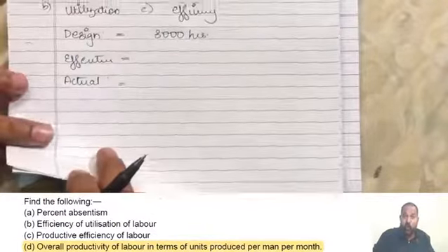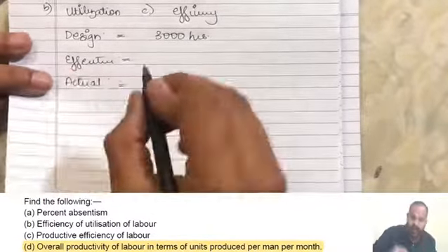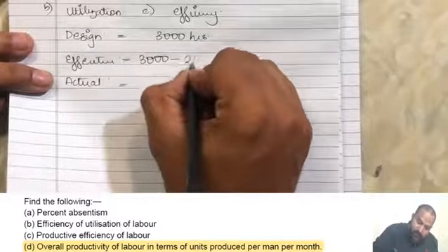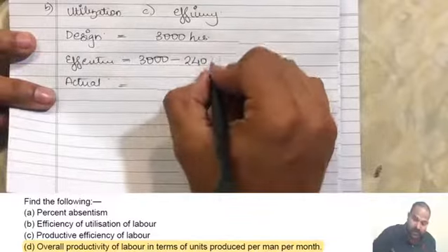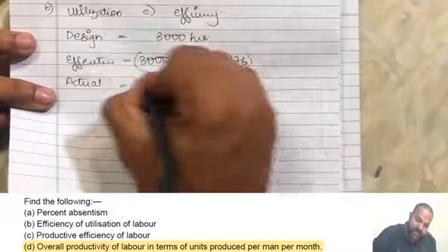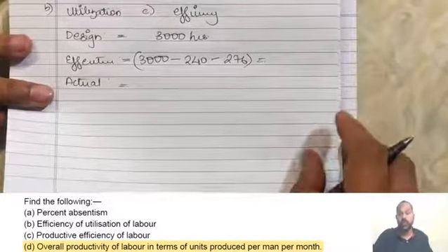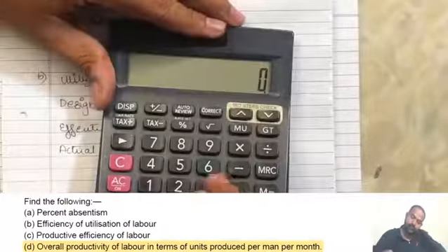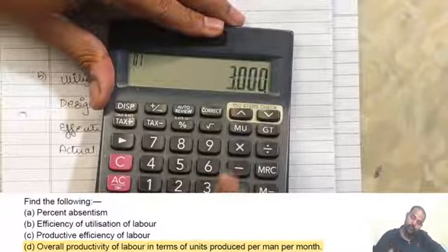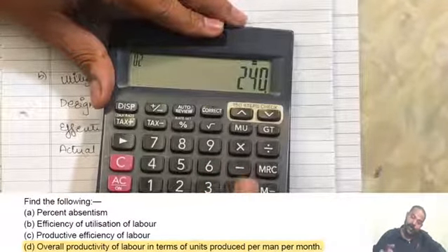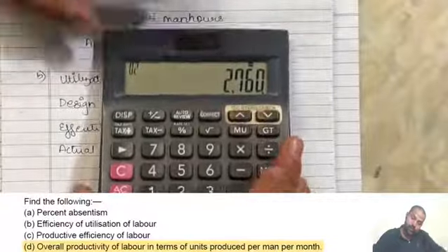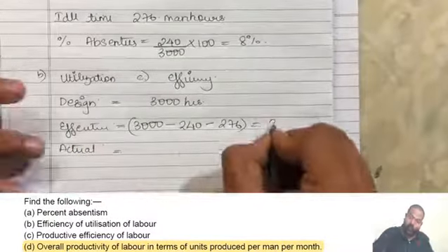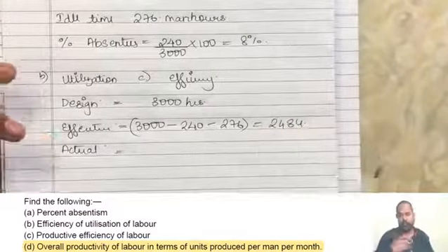So if you want to know effectively how much you will get, you should get 3000 minus the 240 that is lost due to absentees and the 276 that is lost due to idle, which is 3000 minus 240 minus 276, a total of 2484. Expect an output of 2484. That I will give you.